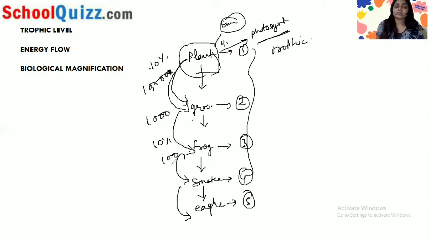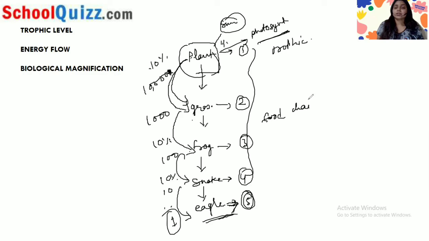So the frog gets 100 energy, and the same follows. The snake gets 10 energy, and the eagle gets 1 energy. After this, there is no energy left to transfer. So the eagle is the topmost consumer, and the fifth level is the maximum level in this food chain.